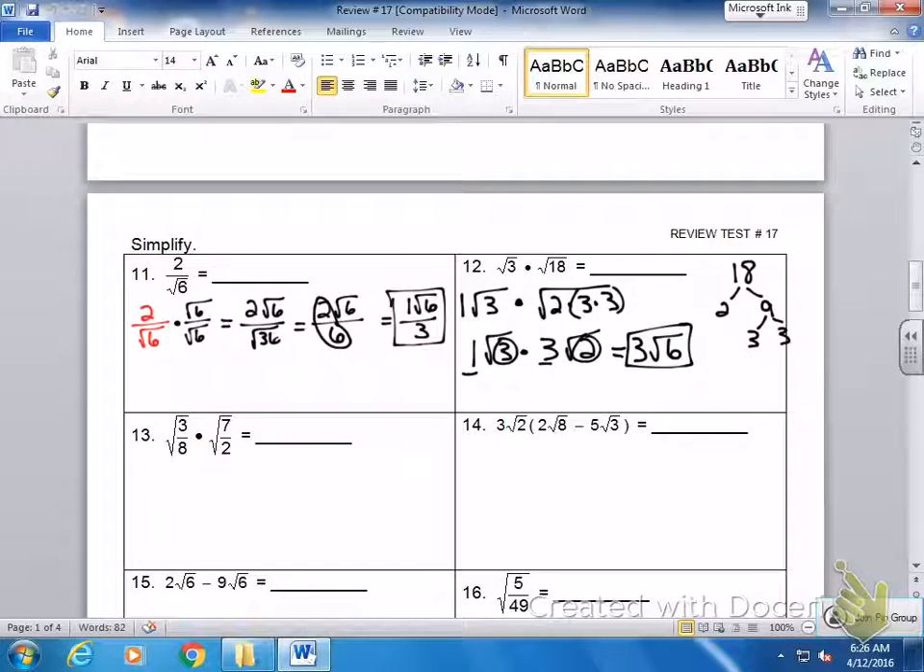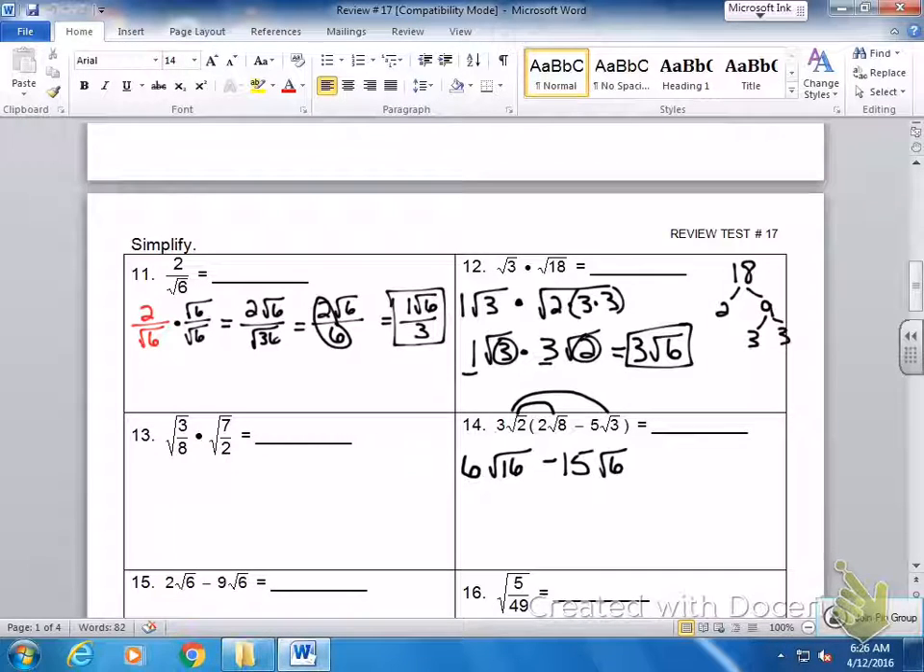14 is not a really bad problem. You just have to remember that it's distribution, okay? So what I'm going to do is take 3 square roots of 2 times 2 square roots of 8. 3 times 2 gives me 6. The square root of 2 times the square root of 8 gives me the square root of 16. Minus, let's see, we have 3 square roots of 2 times negative 5 square roots of 3. 3 times 5 is 15. The square root of 2 times the square root of 3 is the square root of 6.